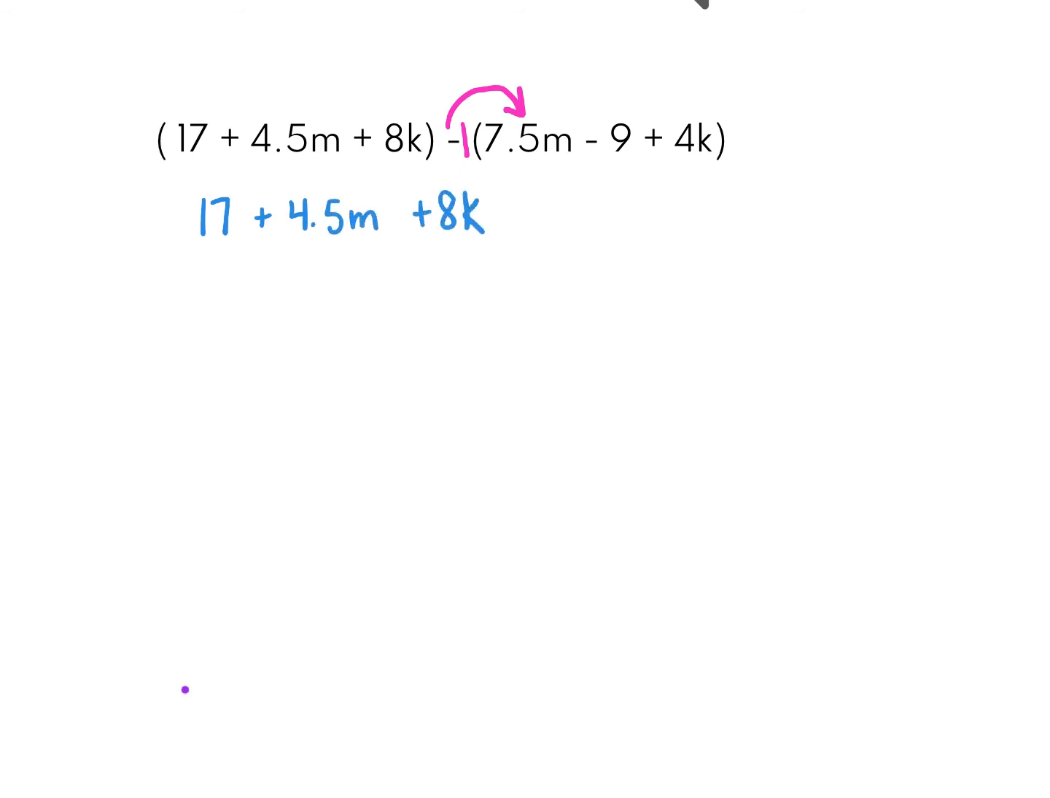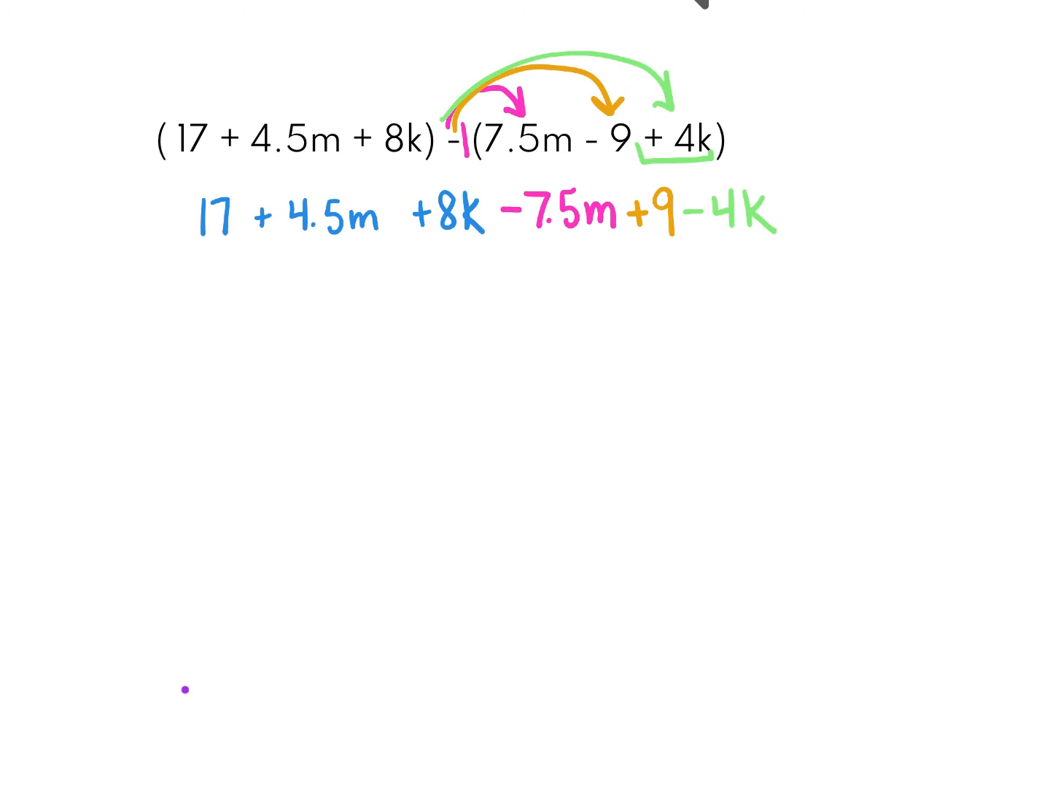Here's where the fun begins. So this -1 times 7.5m is -7.5m, or subtracting 7.5m. -1 times -9, we're just changing the sign of everything here. -1 times this positive 4k would be minus 4k. That's it. Now we combine our like terms.